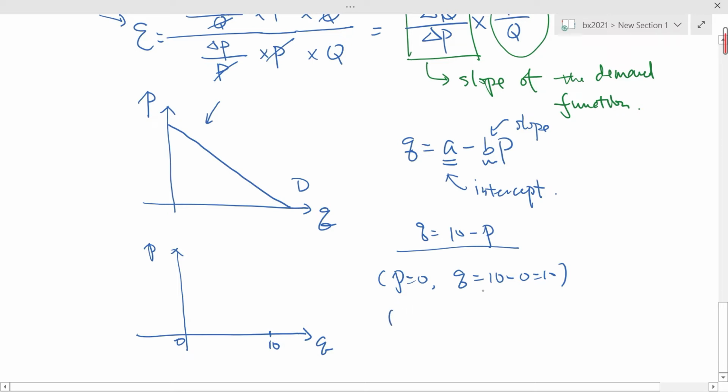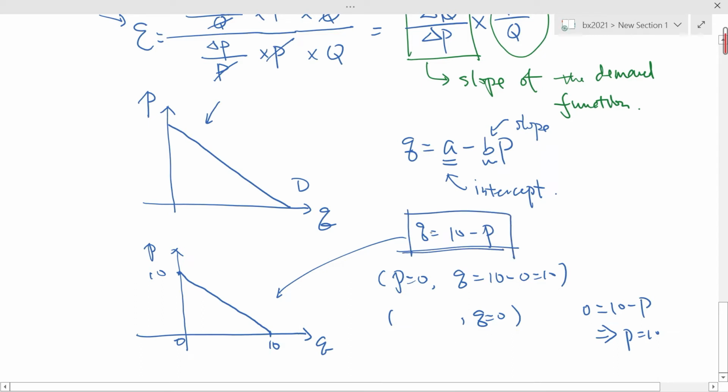Second point, let's say Q is equal to 0. What's the associated price? Let's work it out. Q is 0, equal to 10 minus P. So this implies that P is equal to 10. So it's 10 here. And now we have these 2 points. Let's link them together. So this is the demand curve, where quantity is a function of price. We can also write this as an inverse demand curve.